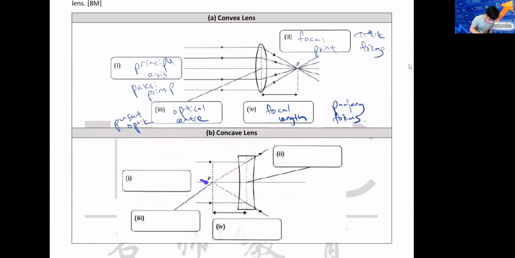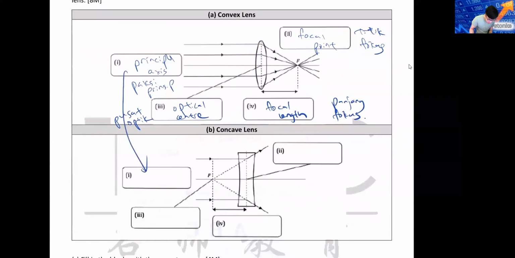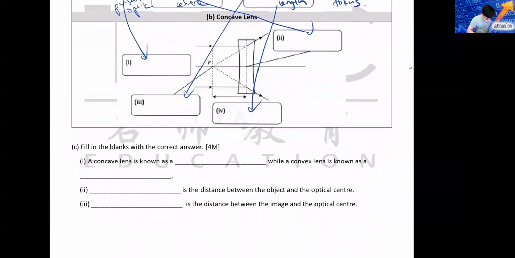So I'm just going to go through this quickly. Number 1 here, same thing. That's your principal axis. Number 2, this one is your optical center. Number 3, this is your focal point. And number 4, this is your focal length. I'm keeping everything short because this is not really coming out. So not our focus.